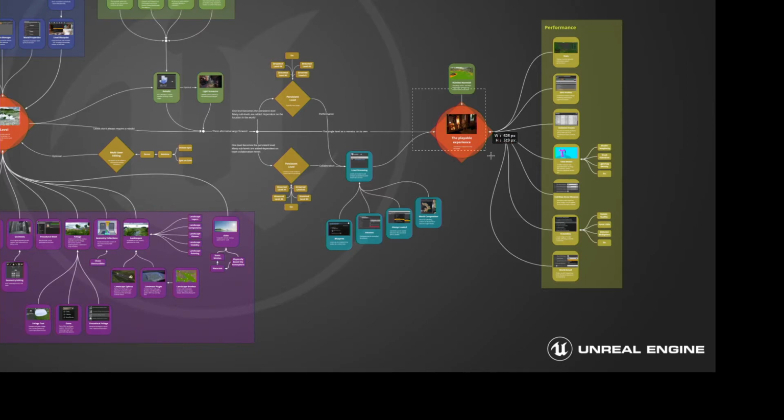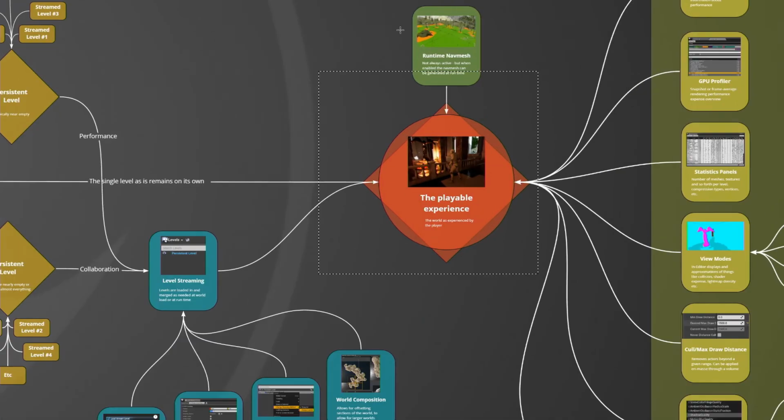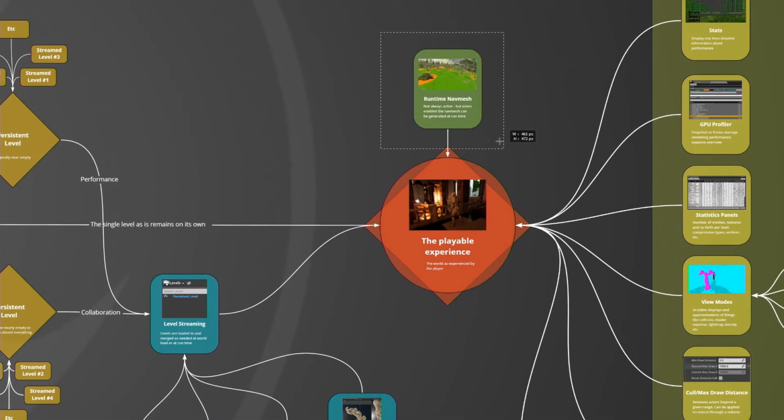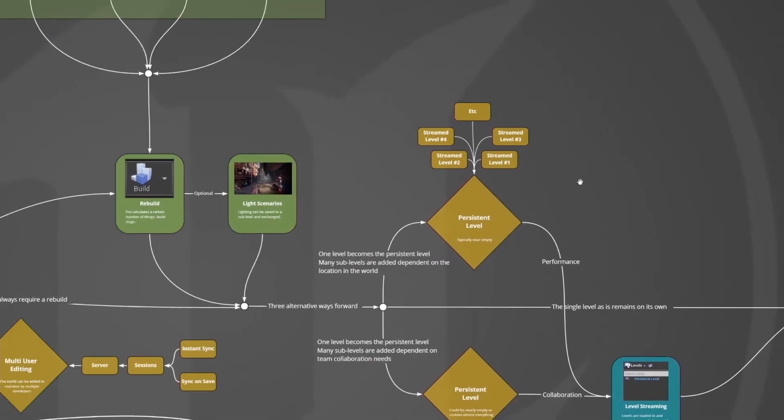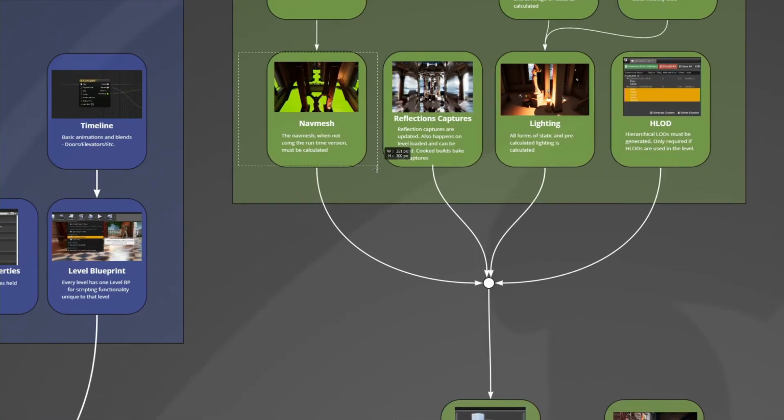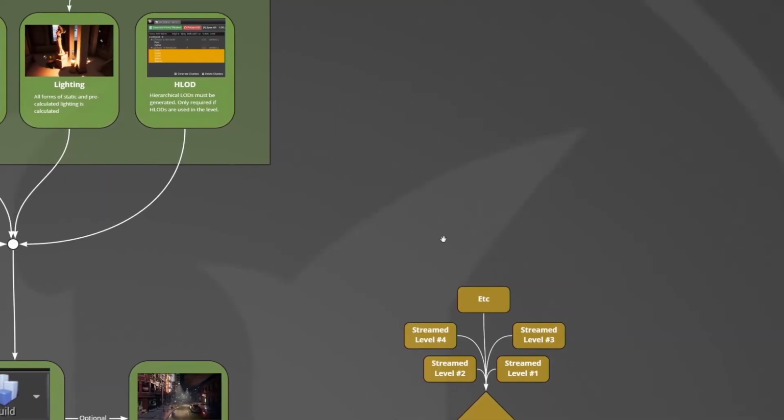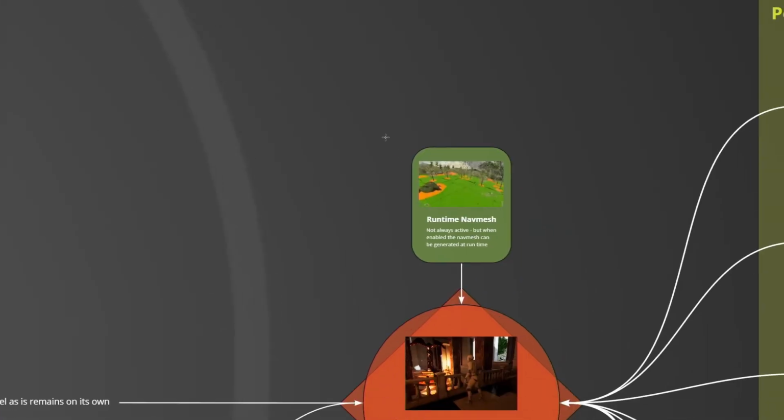So we are now at the playable experience. There is a runtime NavMesh component that exists in Unreal as well. So in case you do not want to pre-calculate the NavMesh, which sometimes is not possible, or you have a very, very large world and it wouldn't be ideal to have a giant NavMesh, you are able to generate the NavMesh at runtime around certain actors that have been marked to do so. So the enemies will have a local little NavMesh generator around them as they go through the world.